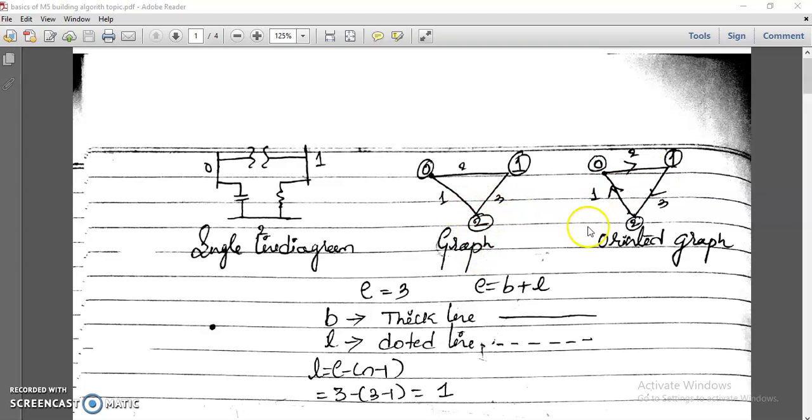For a particular graph, if you provide direction, what is direction? Direction is nothing but the flow of current. So now I am giving a particular direction over here, then it is nothing but an oriented graph. Out of this oriented graph, 3 elements are there, 1, 2, 3. But the main concept here is, out of these 3 elements, how many branches and links you have to find. That is the main thing.